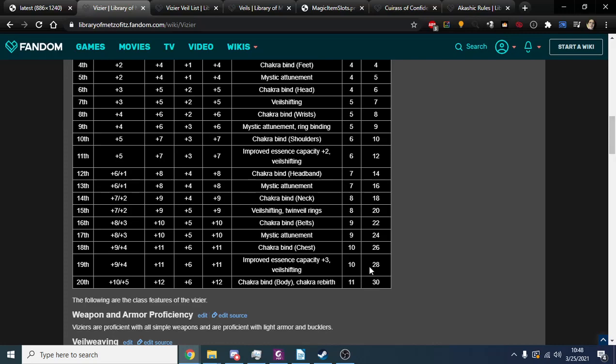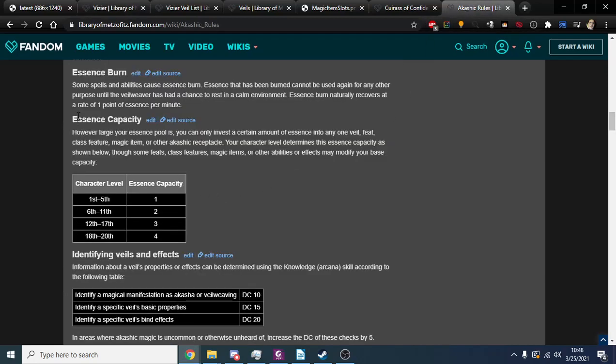And I know what you're thinking. Well, Crystal, why can't I just shove all that 30 essence into one veil? Well, that is because there is what is called an essence capacity. Now, you can only put so much essence into any individual receptacle, such as a veil. At first level through to fifth level, the capacity is just one. And then at sixth level and every six levels afterwards, it increases by one.